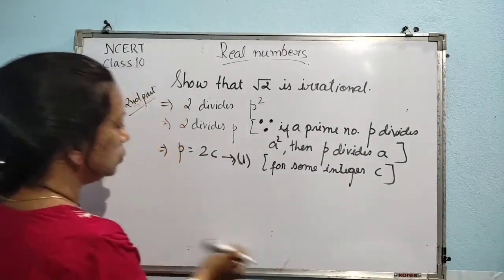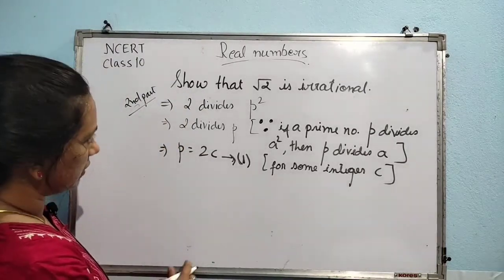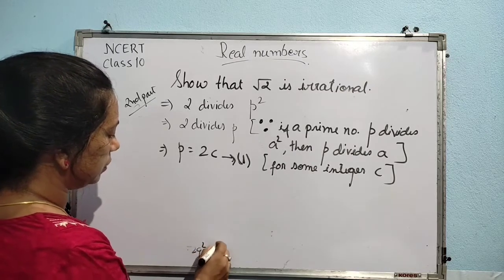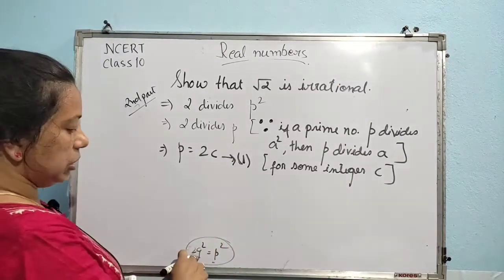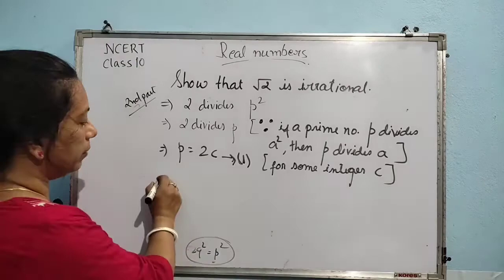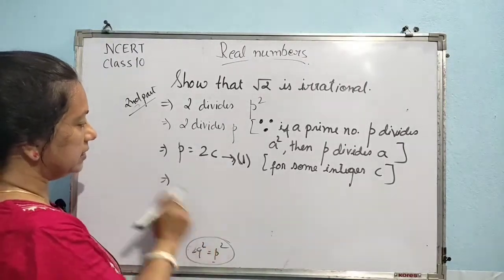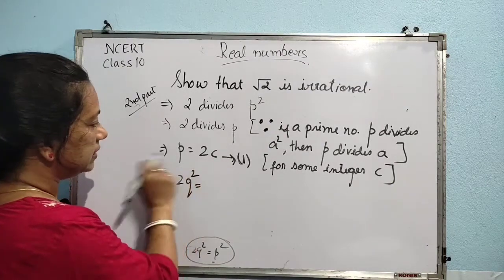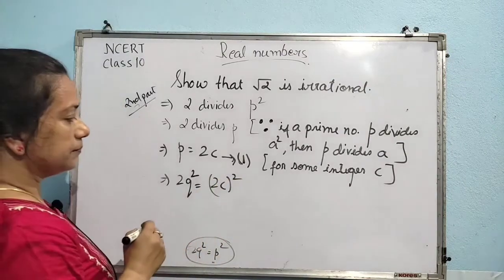Clear? 2c. Now from p by q, we got 2q square is equal to p square. This was the last step, we had 2q square is equal to p square lastly. So what I am going to do is put this value of p in this equation. We had 2q square; instead of p, can I write 2c whole square?